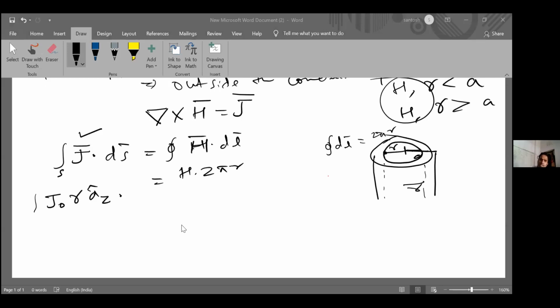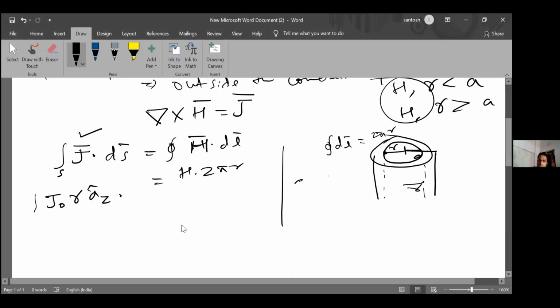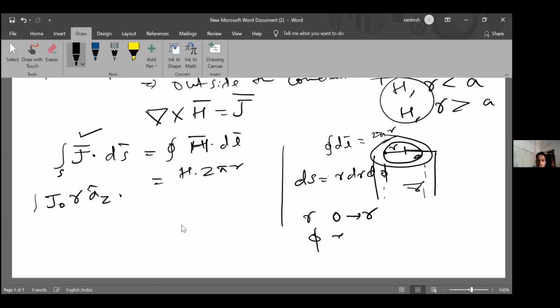So this is a cylinder, and we know for a cylinder, what do we know? We know that ds is r dr d phi. So our small r is varying from 0 to small r, and our phi varies from 0 to 2 pi. So we can apply those integrals.